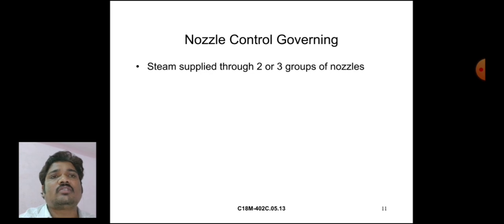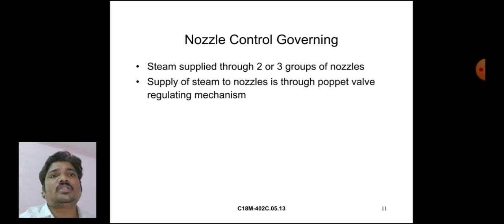Next we discuss the second one, nozzle control governing. Steam is supplied through 2 or 3 groups of nozzles. The supply of steam to the nozzles is through poppet valves, a regulating mechanism.